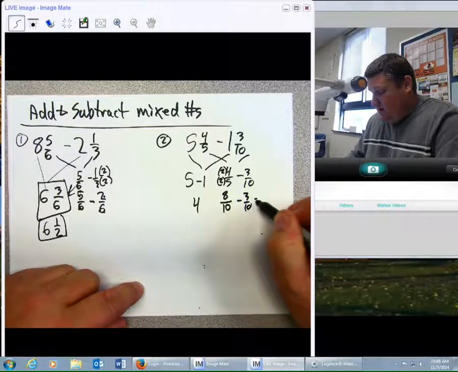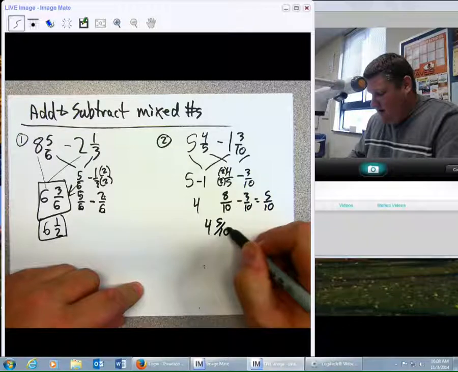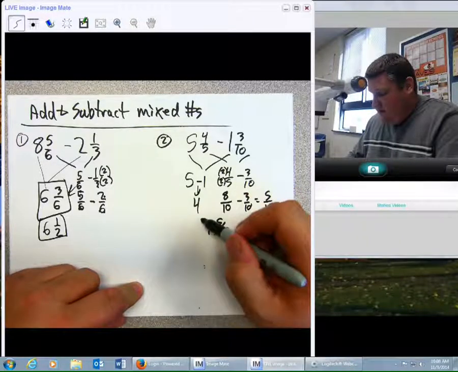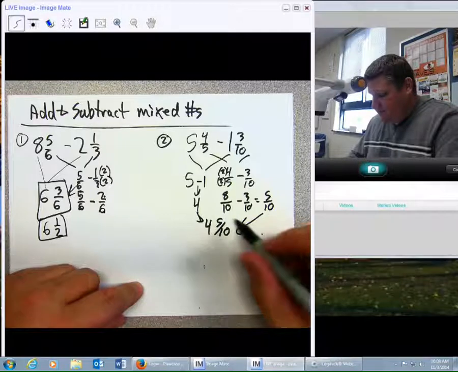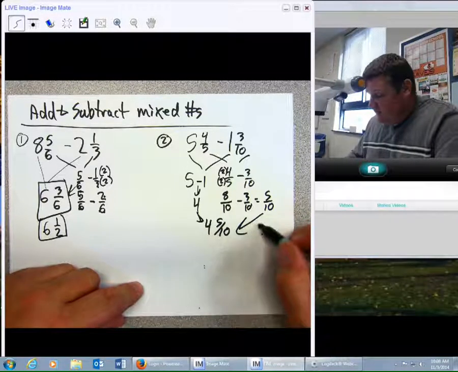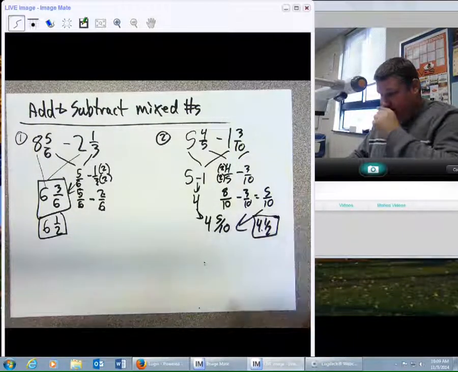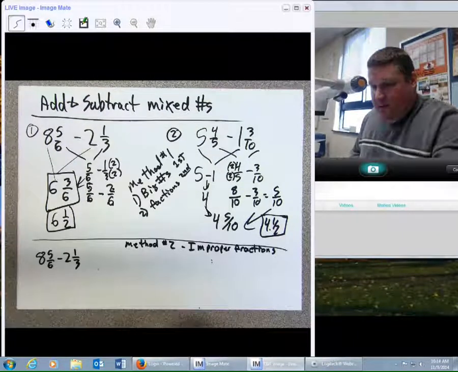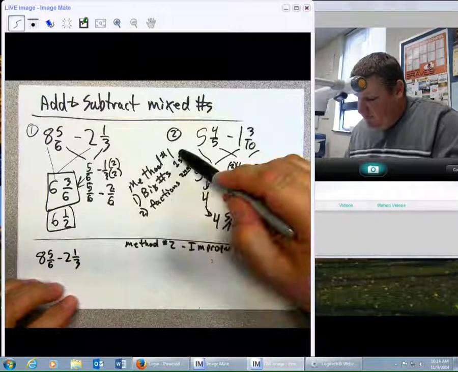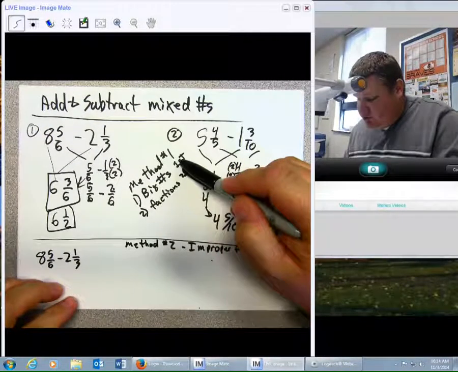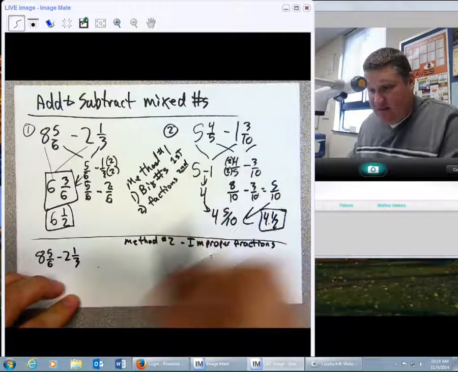The answer is 5/10. So my answer is 4 and 5/10, from bringing the whole number down to bringing the fraction down. Now again, you'll say 5/10 though. 5 out of 10 is 1/2. That's what needs to happen. Okay, that was the easy method. Method number 1, take the big numbers, do those first, then take the fractions, do those second. If you have to find a common denominator, that's fine.